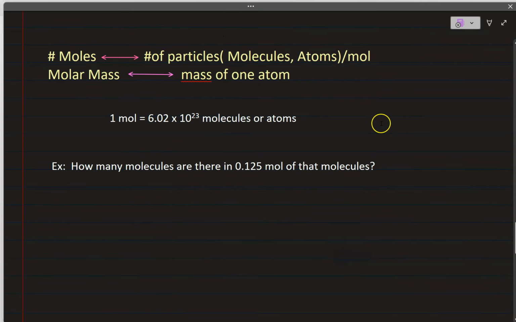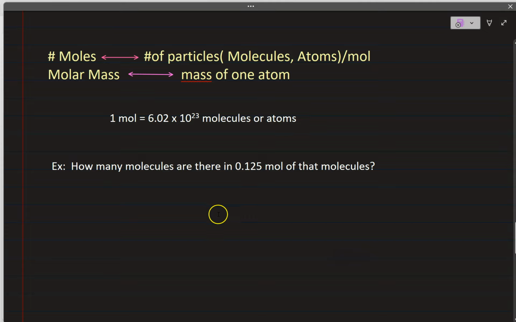Okay, let's look at different types of questions. We want to go from number of moles to number of particles, molecules or atoms per mole, and also from molar mass to mass of one atom. So we're going to change back and forth. Now remember, 1 mole is based on Avogadro's number. Avogadro's number says 1 mole is equal to 6.02 times 10 to the power of 23 molecules or atoms within that 1 mole, depending on the question.